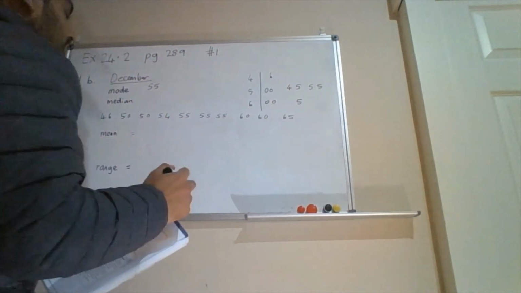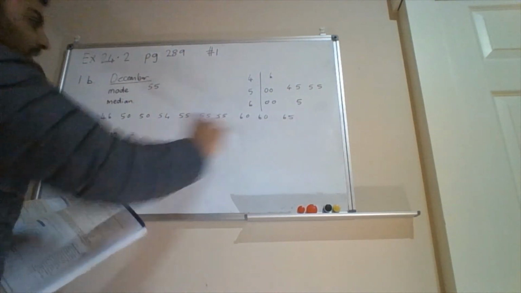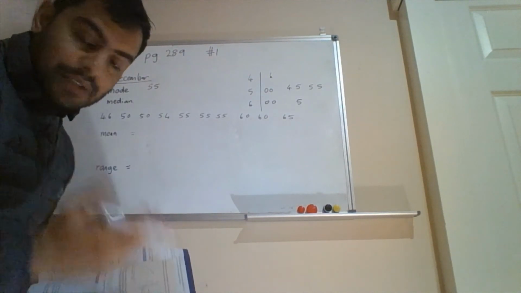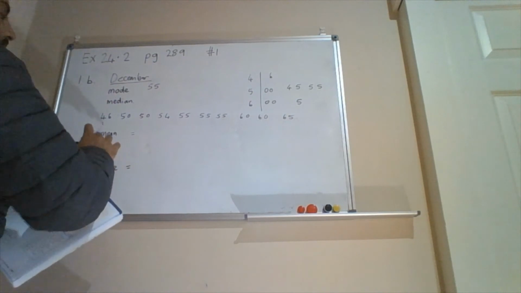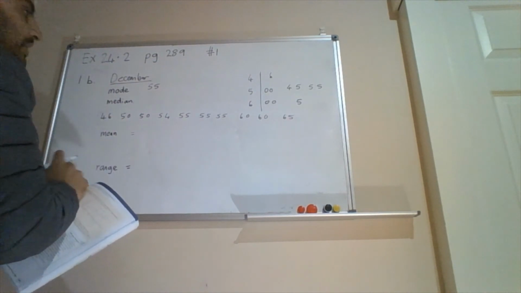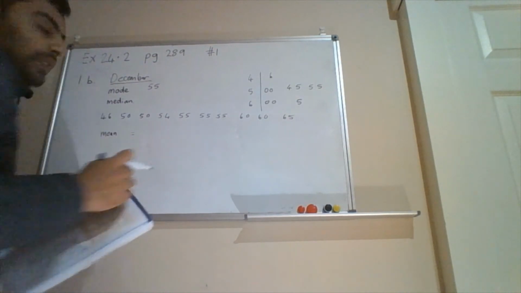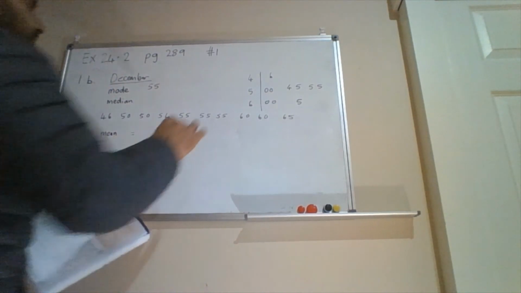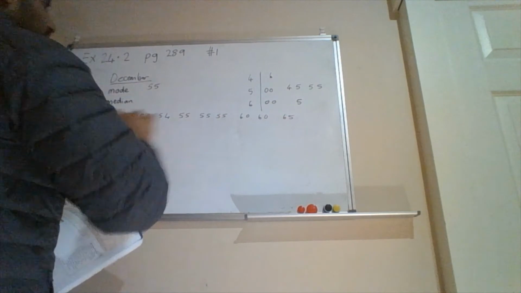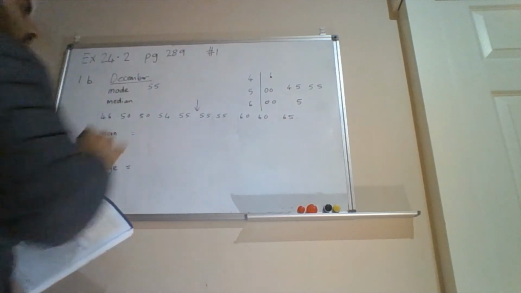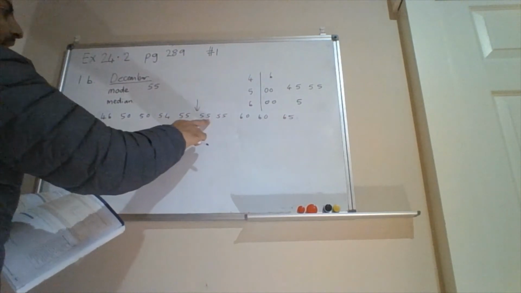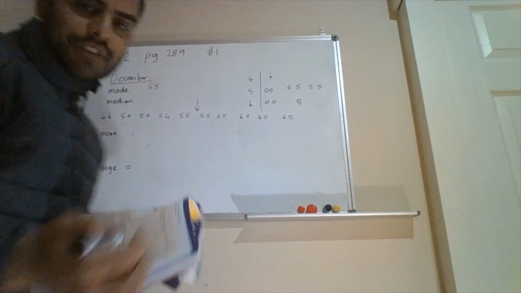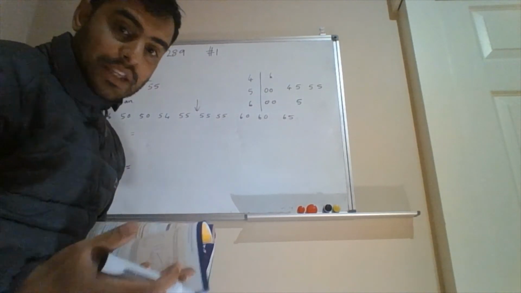Our mode is the most common value, and we can easily see from our ordered list that there are 3 55s, our most common value. Next we have the median, which is the middle value, and once again for the 10 observations, our middle value is going to be between the 5th and the 6th. So we would get the average of these two values. The average of 55 and 55 is going to be 55.